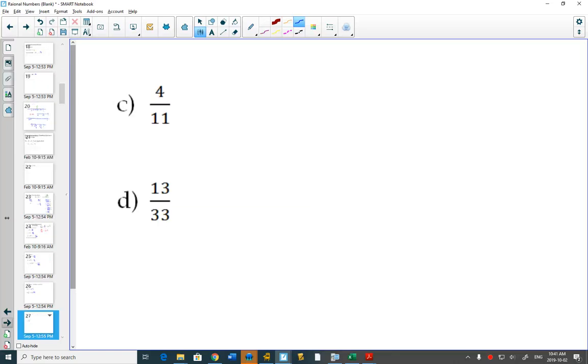A little bit of problem solving. 4/11 and 13/33 without a calculator. We have to write these as repeating decimals, okay? Now we have to do this without a calculator. We have to come up with the answer without a calculator. If you get stuck, you could try it on your calculator, 4 divided by 11, see what you get, and see if that gives you a hint for what you maybe should do.